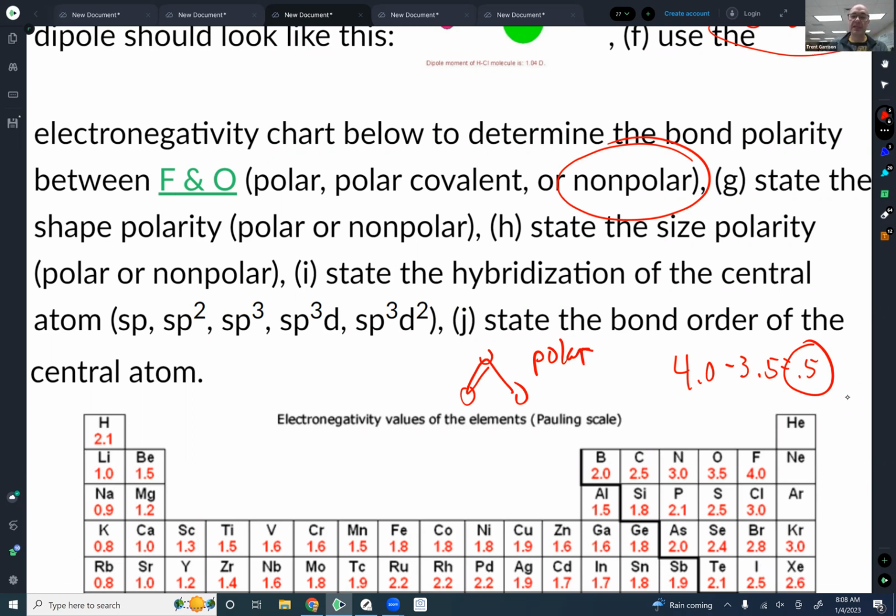State the size difference. Well, they're the same on the same chart. So there is nonpolar according to size because they are very close to one another. And then let's see, hybridization.